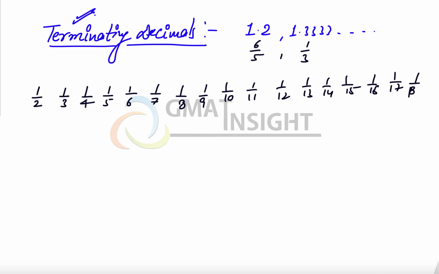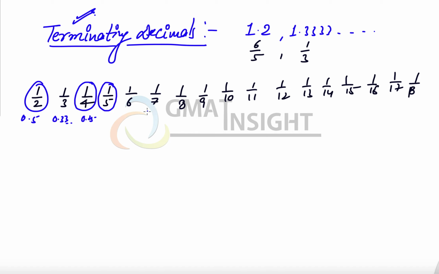Now, let's quickly observe which of them are terminating decimals and which of them are not. 1 by 2 is 0.5, so yes, it's a terminating decimal. 1 by 3 is 0.3333 and so on, so it's not. 1 by 4 is 0.25, so yes, it's a terminating decimal. 1 by 5 is 0.2, so it's a terminating decimal. 1 by 6 is 0.166666, so it's not a terminating decimal.